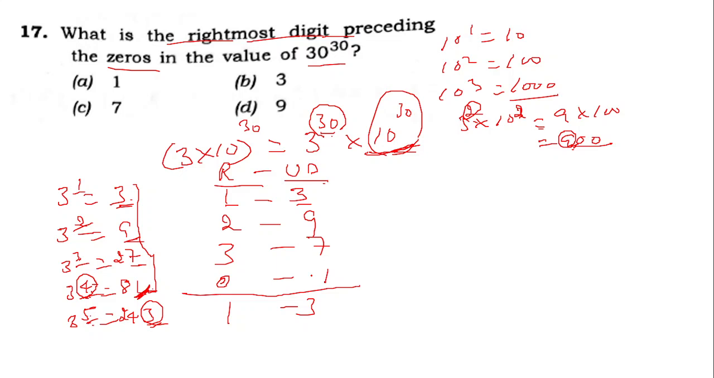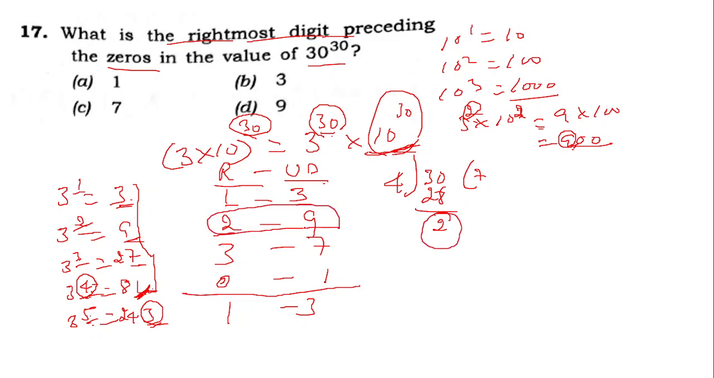Now let us try to understand what the power is here. 30. If I divide 30 by 4, 4 sevens are 28, I am going to get remainder 2. If my remainder is 2, what is going to be my unit digit? You are right, it is 9. So option D, 9, is the correct answer here.